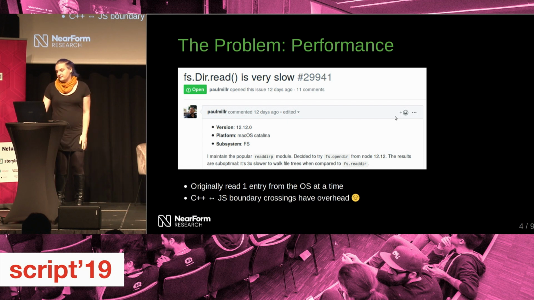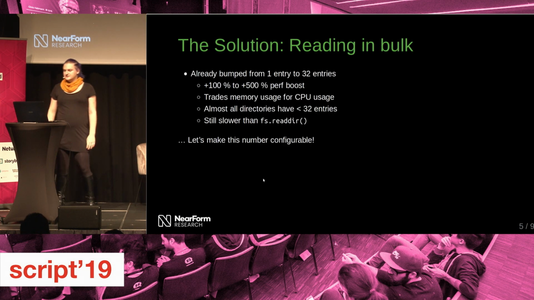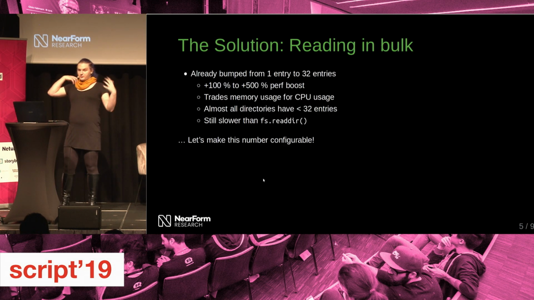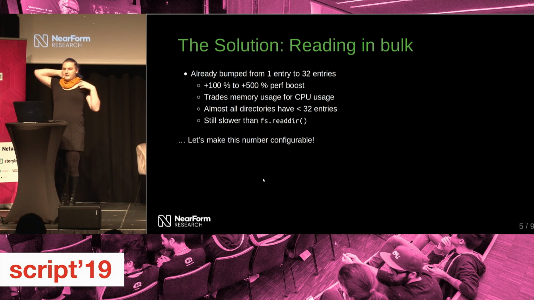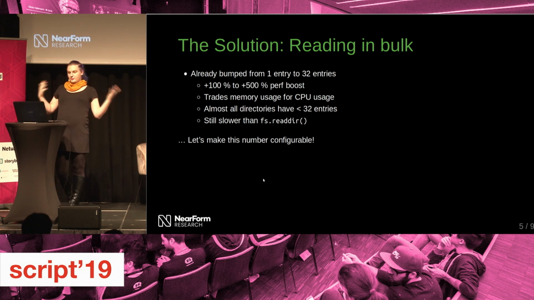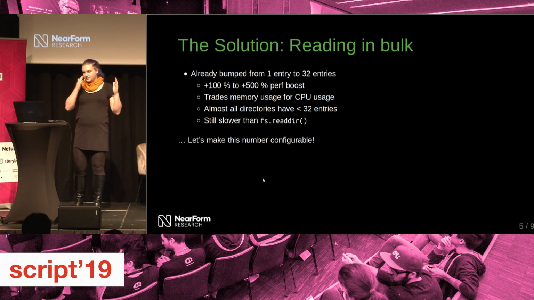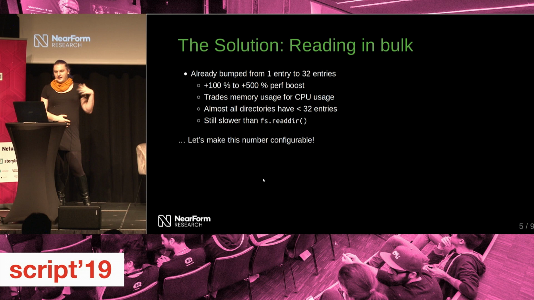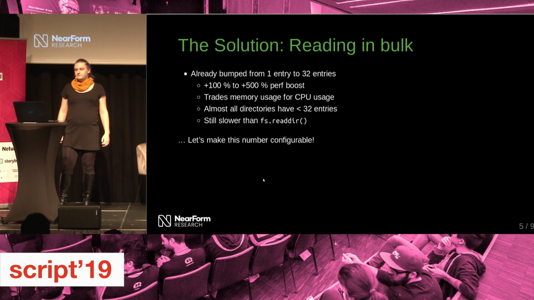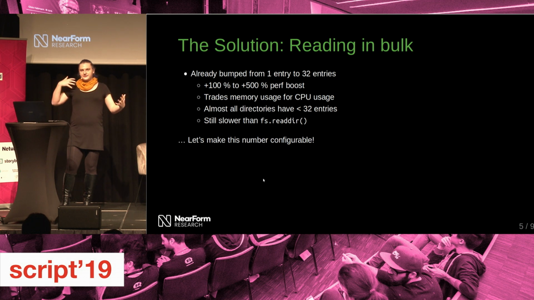So like the original issue said 3 times slower. And so one thing that I already did was bump that default from 1 entry at a time to 32 entries. That works pretty well because most directories have fewer entries than that. And it gave like a 100 to 500% performance boost already. And so the idea is, you can always increase that number arbitrarily.